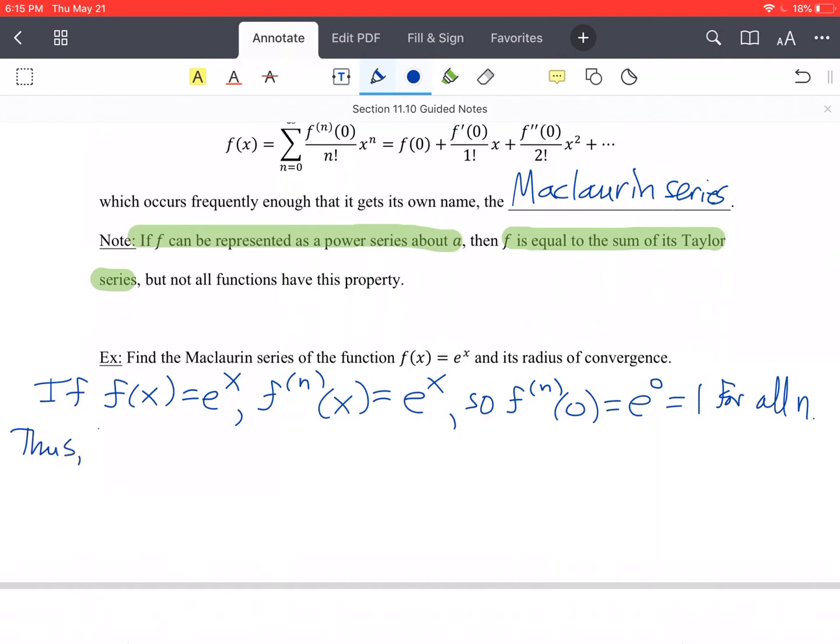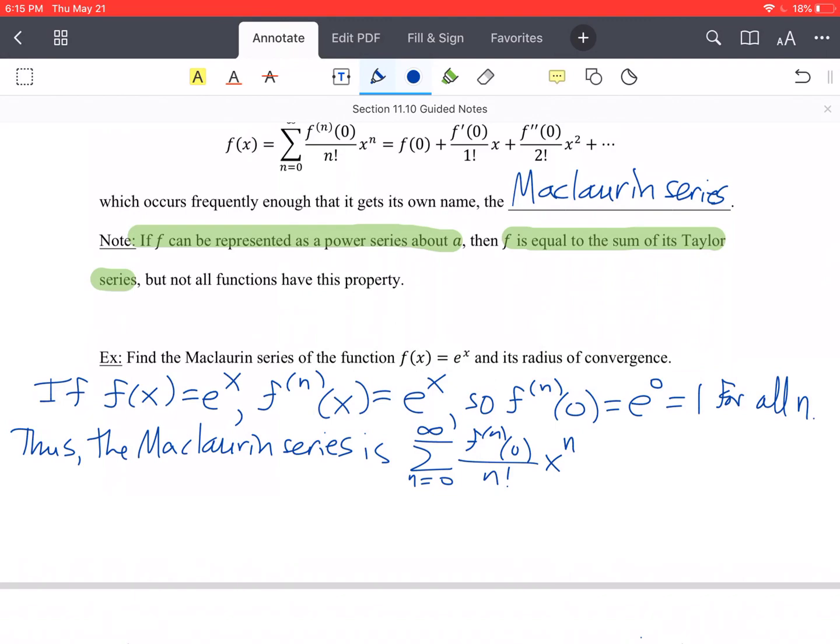So thus, the Maclaurin series is the sum with n going from 0 to infinity, right, of the nth derivative at 0 over n factorial times x to the n, which is 1 plus x over 1 factorial plus x squared over 2 factorial plus x cubed over 3 factorial, etc. Okay, so that is the Maclaurin series for e to the x. 1 plus x over 1 factorial plus x squared over 2 factorial, etc.